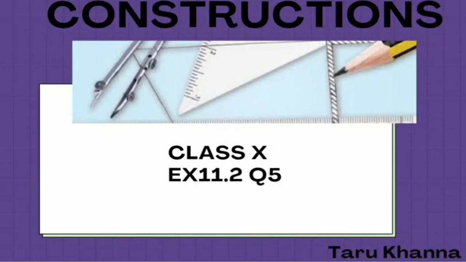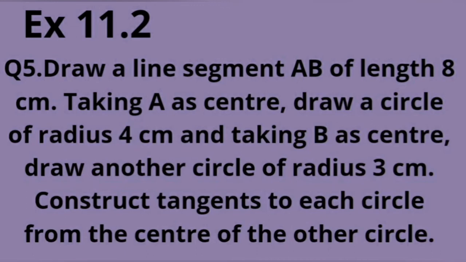Hello everyone. In this video, we will be doing question 5 of exercise 11.2 of class 10, which says: draw line segment AB of length 8 cm. Then with A as center, draw a circle of radius 4 cm, and with B as center, draw another circle of radius 3 cm. Then we have to construct tangents to each circle from the center of the other circle.